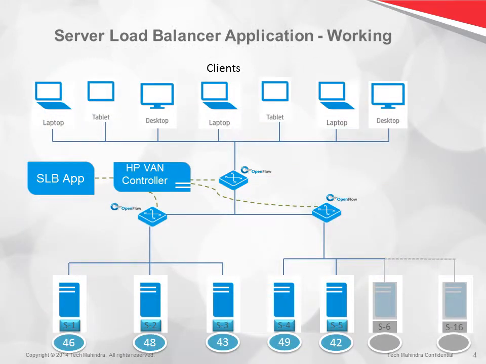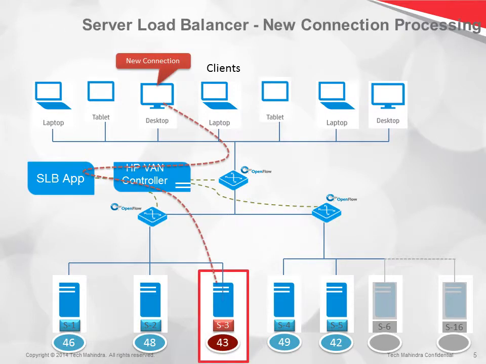Let us look at the high-level functionalities of the server load balancer application's TCP connection load balancing. Load balancer application initially programs the OpenFlow switches through SDN controller's RESTful APIs such that TCP SYN packets originated from the clients are received by it. As a result, when a client application initiates TCP connection to the virtual IP, TCP SYN packet is received by a load balancer application.